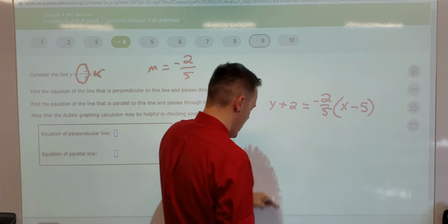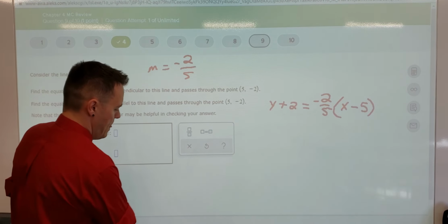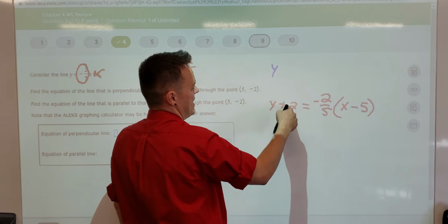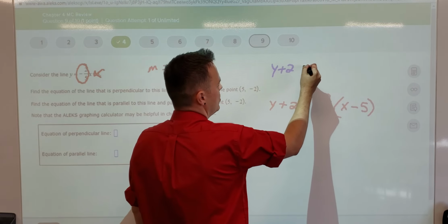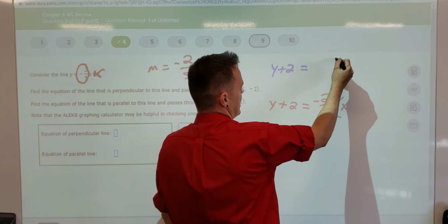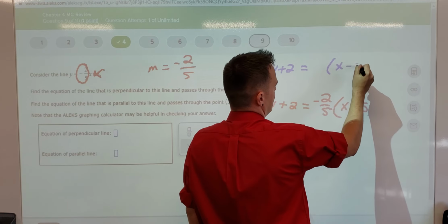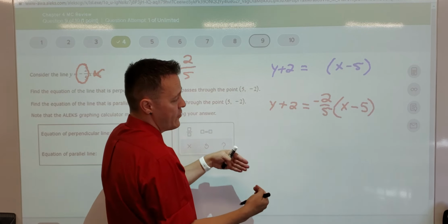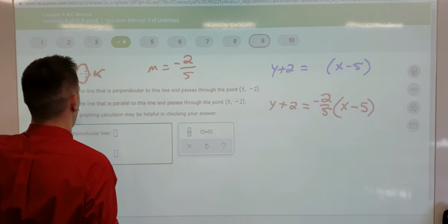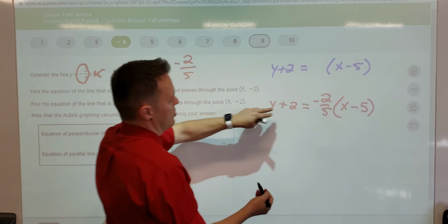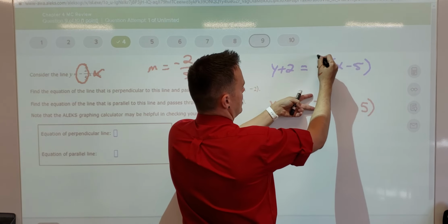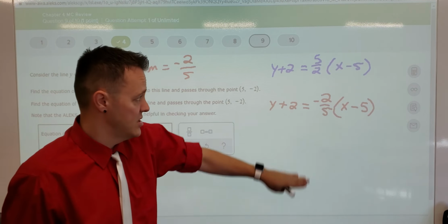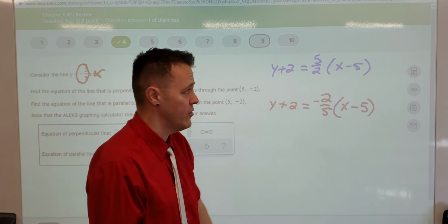Now here's what's ironic about question 9. The setup is exactly the same. What I mean by that is that this is also y plus 2 equals. Now the slope isn't the same, but this part is the same because it's the same point. The difference is perpendicular line, okay? So a perpendicular line means you flip this, so it's 5 over 2, and you make it a what? Positive, since this is negative. Now you would solve it out, okay?